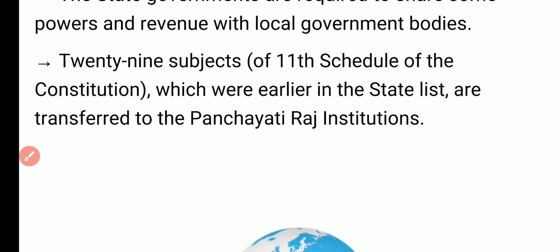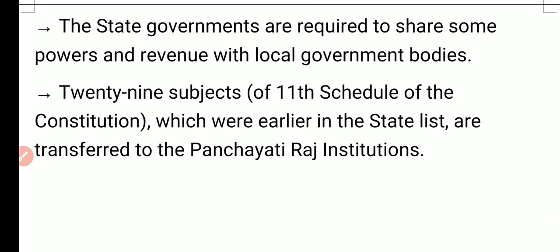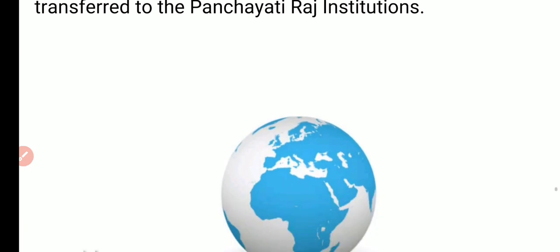So far in this session, we discussed what decentralization is, what the condition of local government was before 1992 and what changes took place after 1992. That's all in this session.